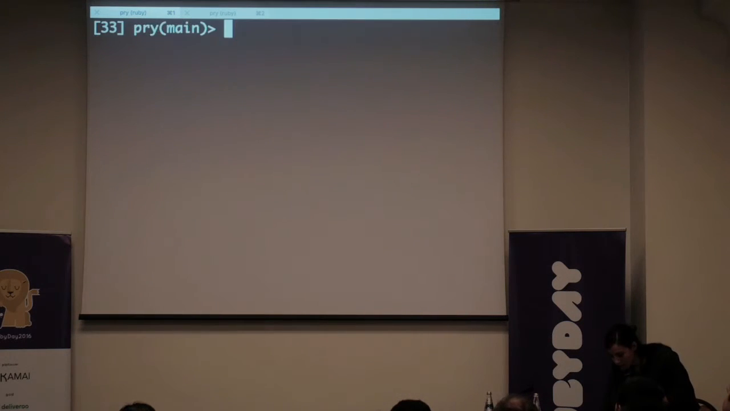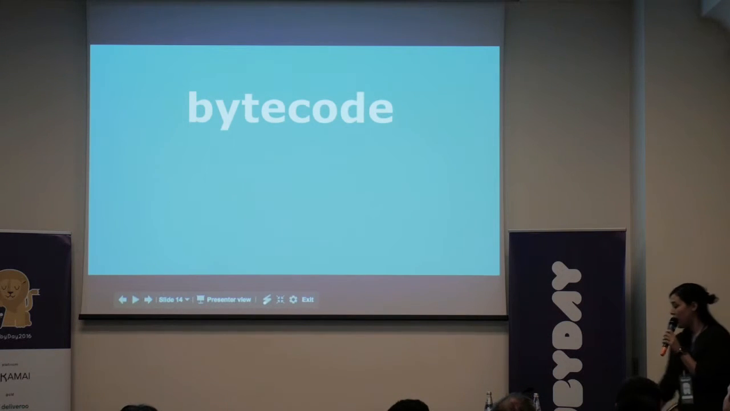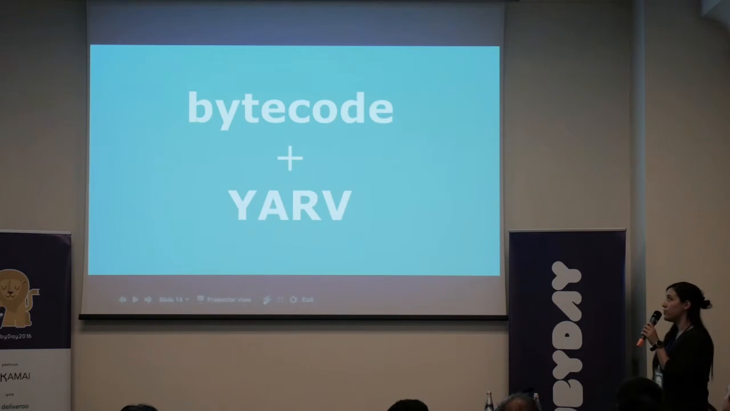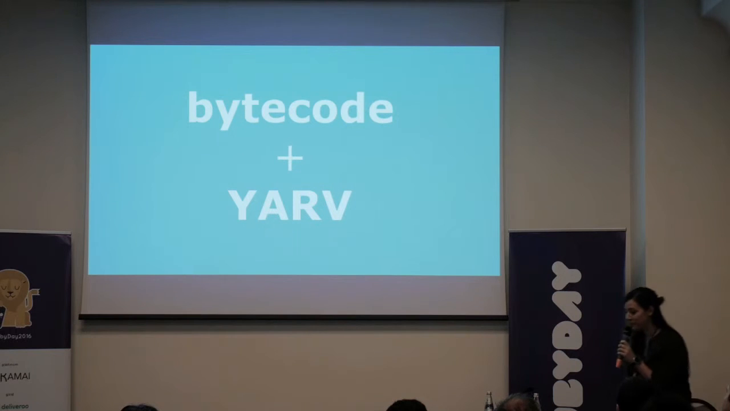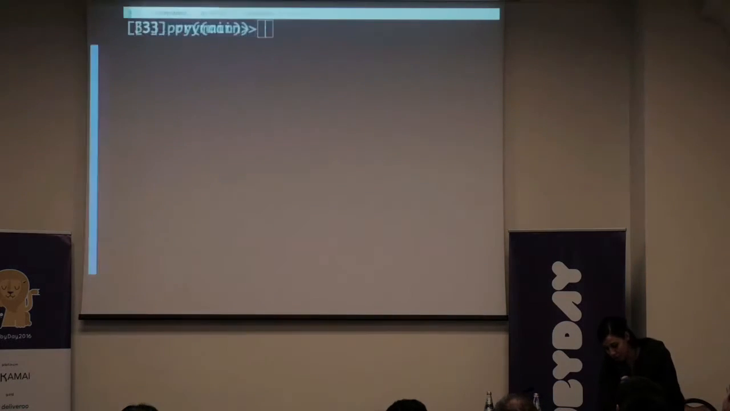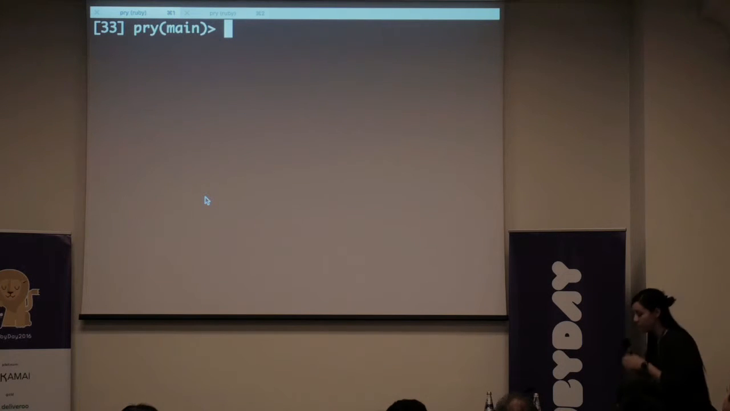So after that, that's converted into bytecode, and then it's interpreted by YARV, which is the Ruby Virtual Machine. And YARV stands for, as we all know, yet another Ruby VM. So what we can actually do is look at what happens when that code is compiled.